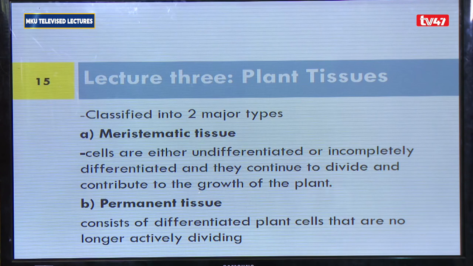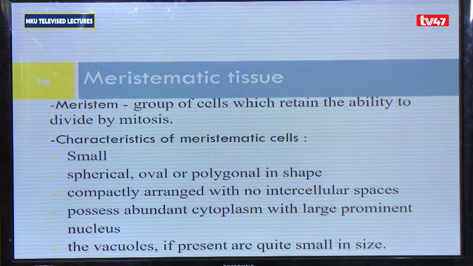So to look at the two types of tissue, we begin with the meristematic tissue. Meristematic tissue, which we also simply refer to as meristems, is tissue made up of meristematic cells. The meristem comprises a group of cells which retain the ability to undergo cell division by mitosis. In mitosis there are two daughter cells. One cell is retained to continue with cell division, while the other daughter cell is allowed to undergo differentiation, that is, to become a specific type of cell that performs specific functions.